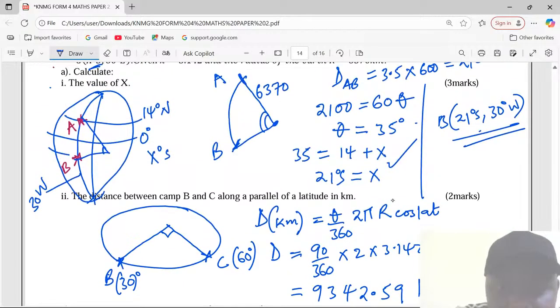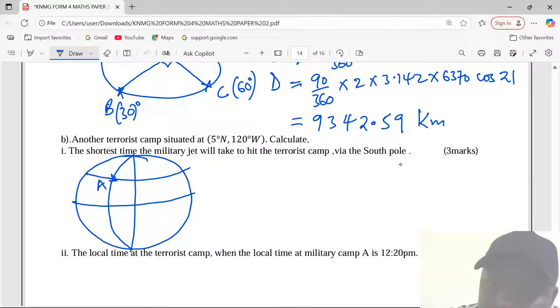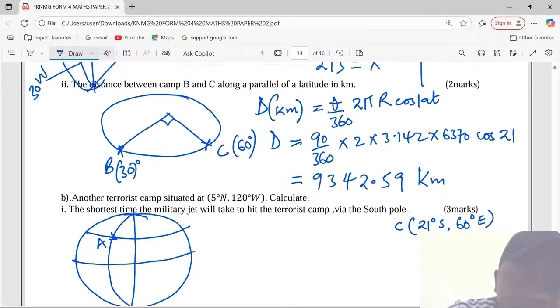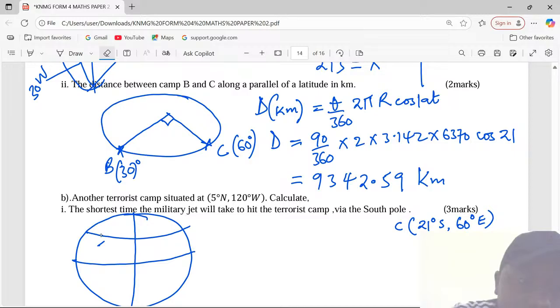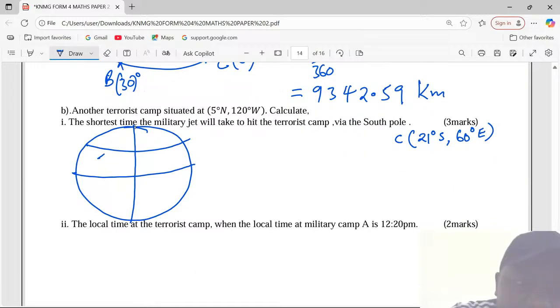Technically, C is at C, and C is 21 in the south, 60 in the east. Yeah, that is where C is. So the plane, or the jet, is at C. The jet is at C.